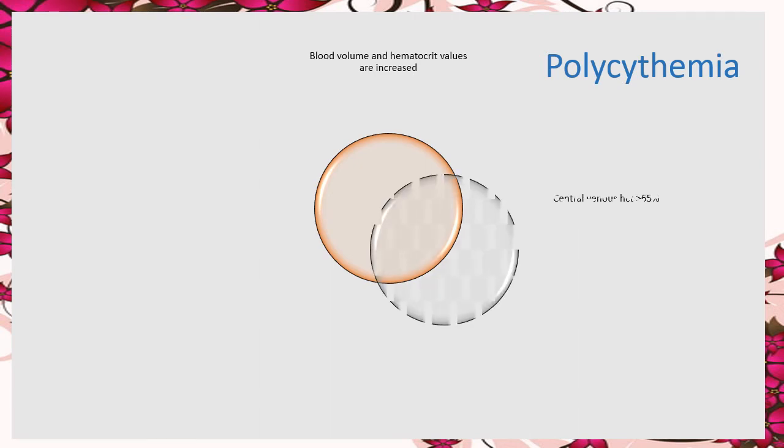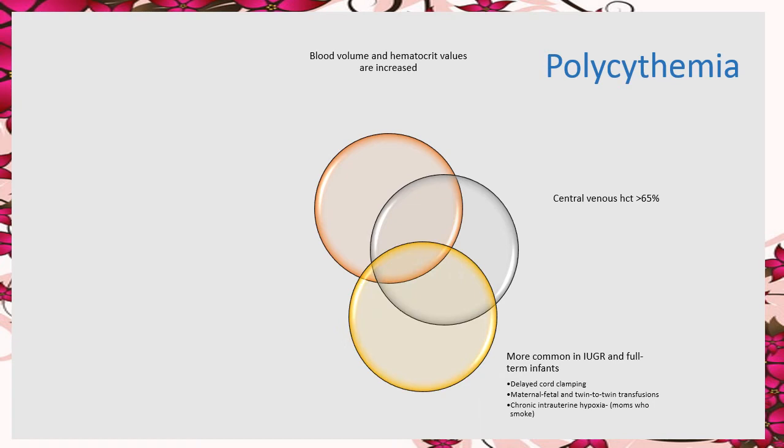Okay, moving along to polycythemia. With polycythemia, we have a blood volume and hematocrit values that are increased. Generally, the central venous hematocrit is greater than 65%. It is more common in intrauterine growth restriction and full-term infants. It's usually due to delayed cord clamping, maternal fetal and twin-to-twin transfusions, and chronic intrauterine hypoxia, such as the moms that smoke during pregnancy. So we're looking at the venous hemoglobin level greater than 22 grams per deciliter.